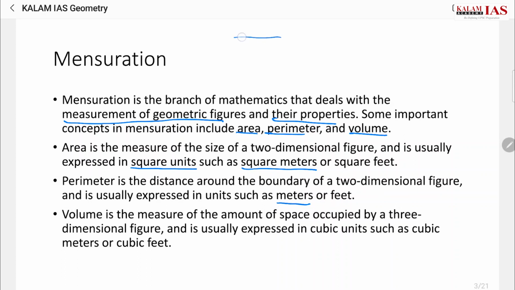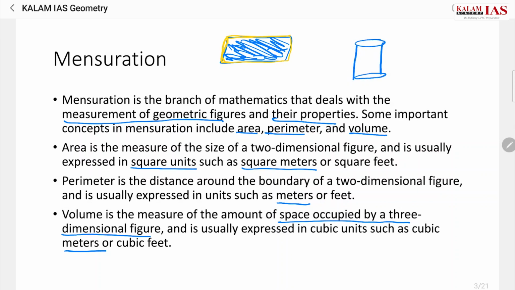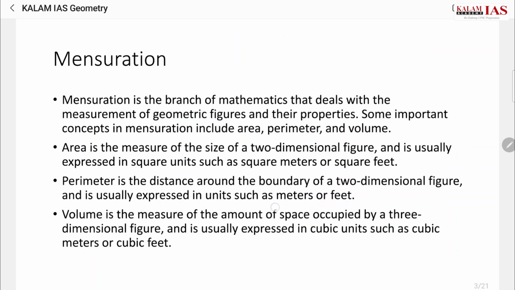meter. So suppose this is the rectangle. Area of rectangle is the entire surface area, the area covered in this portion, and perimeter is this outer boundary, the length of this outer boundary. And volume is the measure of amount of space occupied by a three-dimensional figure. So the space occupied by three-dimensional and usually expressed in cubic units such as cubic meters or cubic feet. So if there is a cylinder, how much space it will occupy in the atmosphere will be the volume. So we will see how we can measure these things.